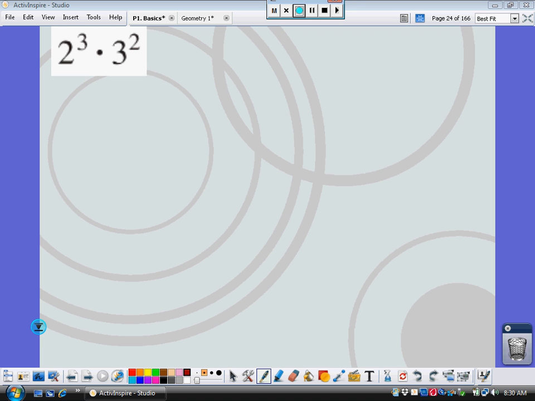This one is pretty straightforward. 2 to the third power is 8. 3 to the second power is 9. 8 times 9 is 72. You're done. That's all you have to do there. So don't overcomplicate things.